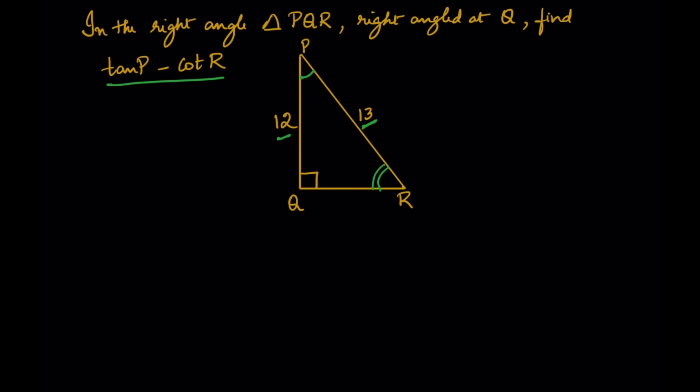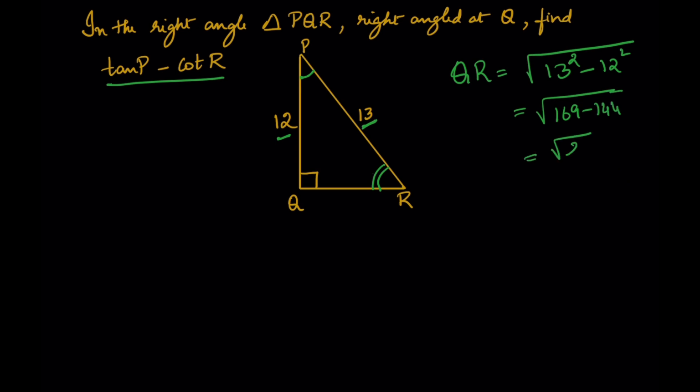Now before we solve, let's apply the Pythagoras theorem and find the value of QR. So QR would be square root of 13 square minus 12 square. So this would be 169 minus 144. This would be square root of 25. So the value of QR is 5. Now we know all the three sides of the triangle. It would be very easy for us to find the tan and cotangent values.